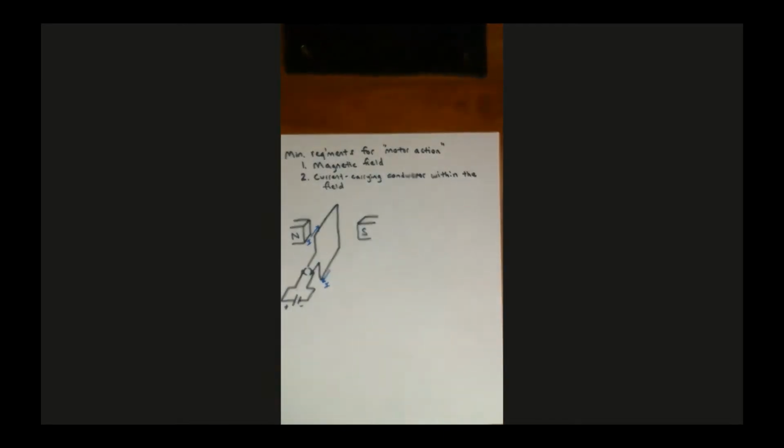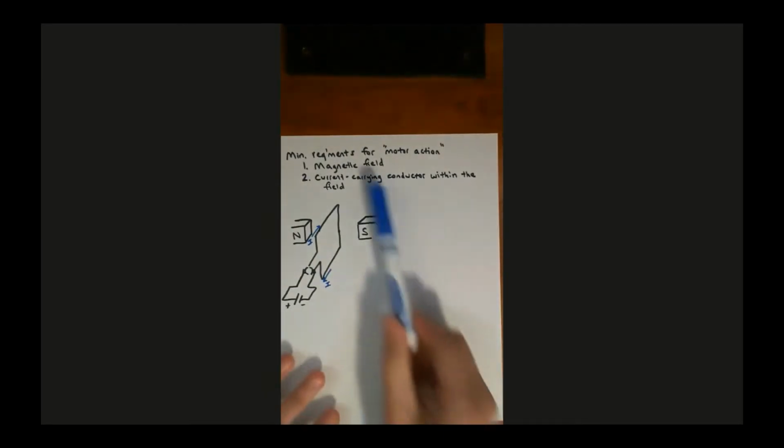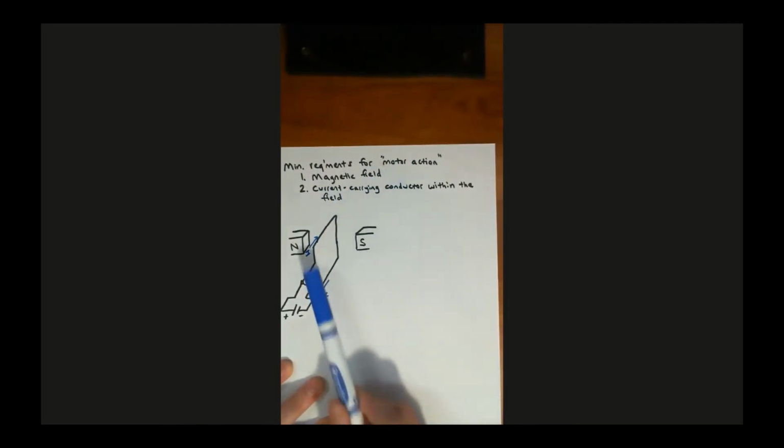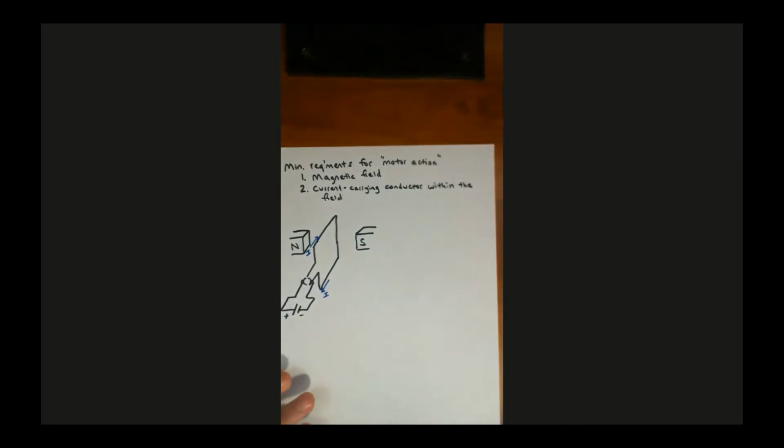All right, so now I meet the requirements for motor action. I have a magnetic field, and I have a current carrying conductor within the magnetic field. All right, so I meet the requirements for motor action. But now let's go ahead and apply the left-hand rule for motors and see what happens.